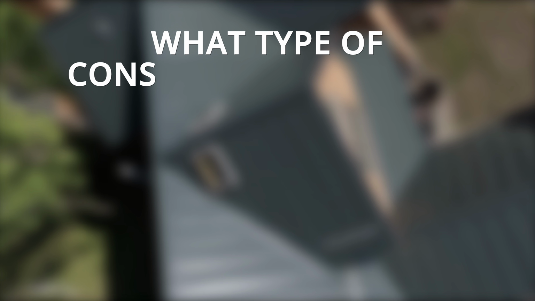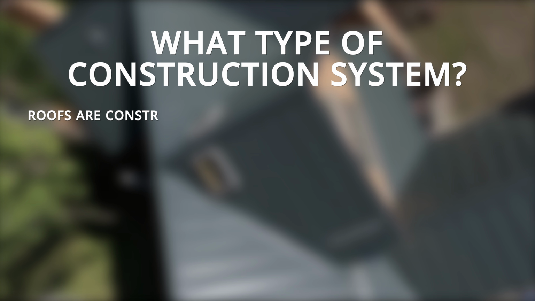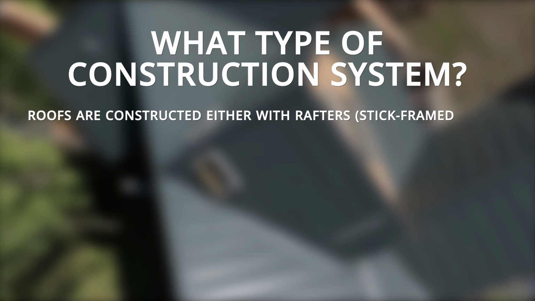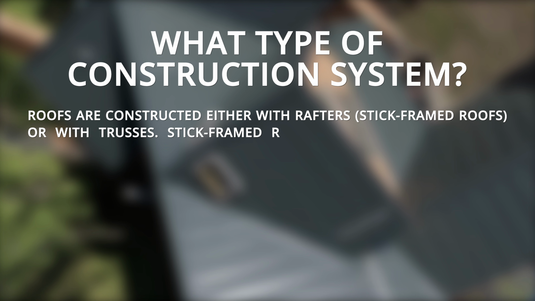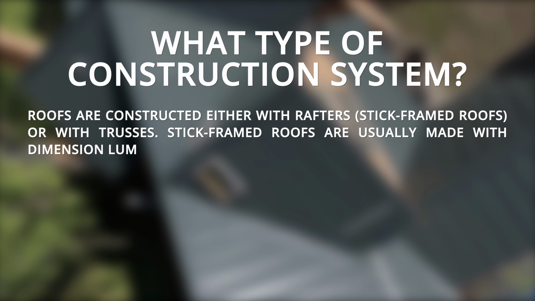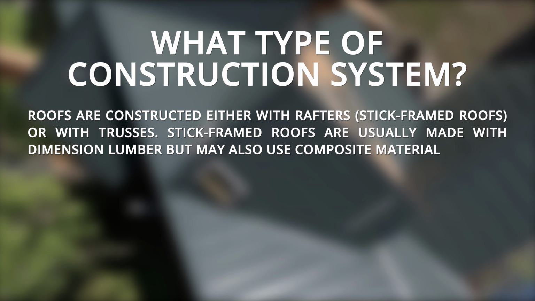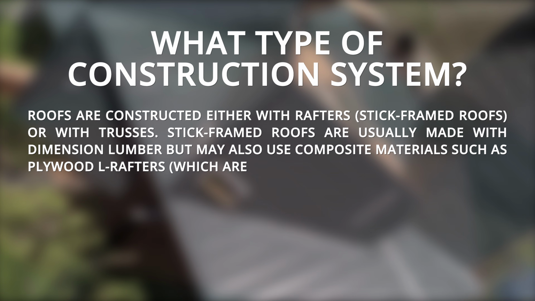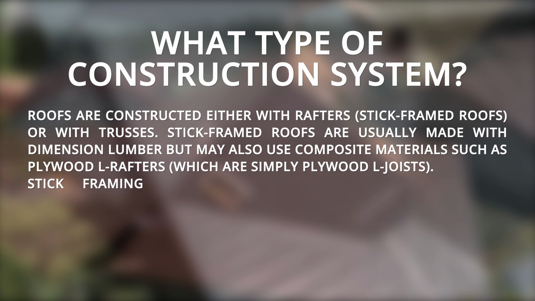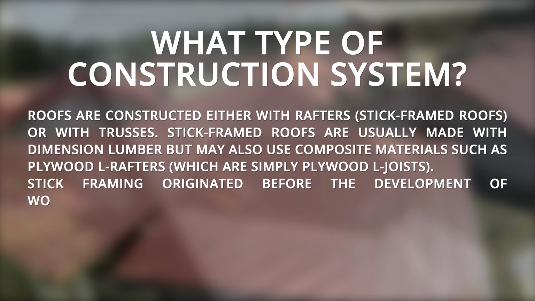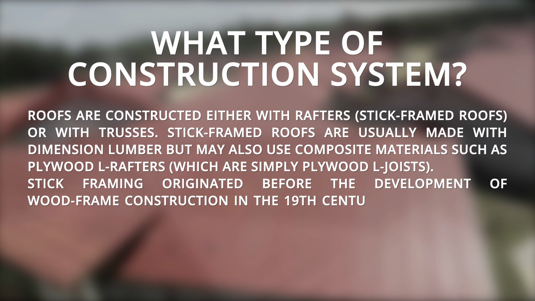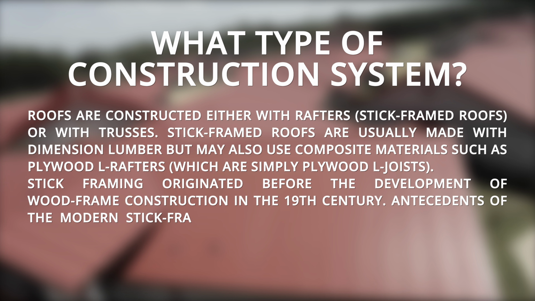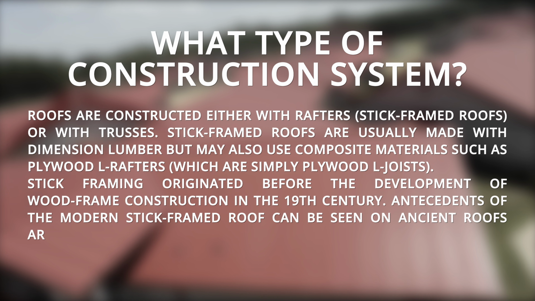What type of construction system? Roofs are constructed either with rafters, stick frame roofs, or trusses. Stick frame roofs are usually made with dimension lumber but may also use composite materials such as plywood I-rafters, which are simply plywood I-joists. Stick framing originated before the development of wood frame construction in the 19th century. Antecedents of the modern stick frame roof can be seen on ancient roofs around the world.